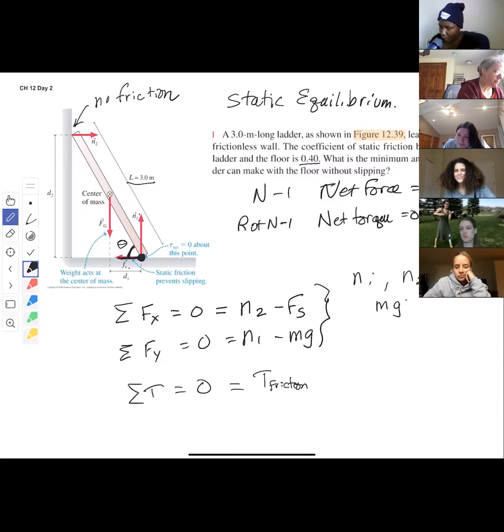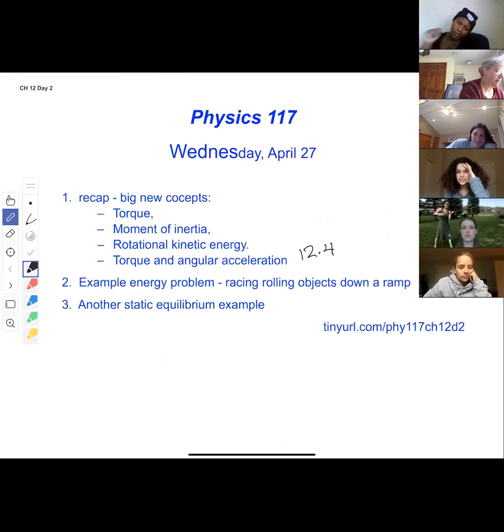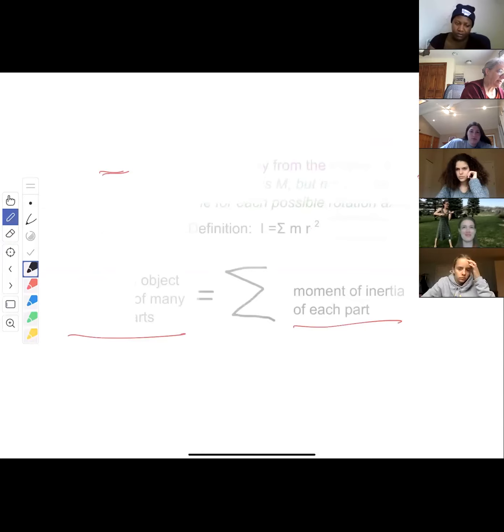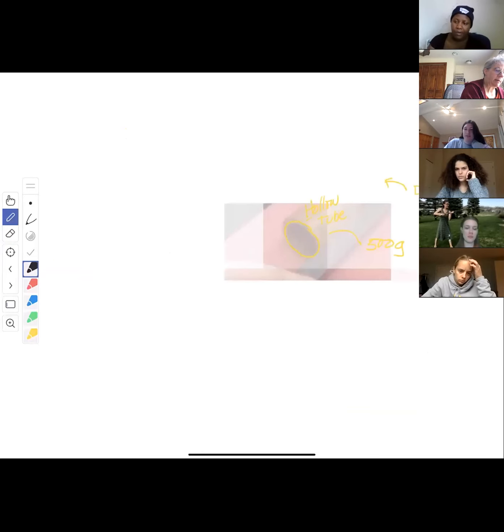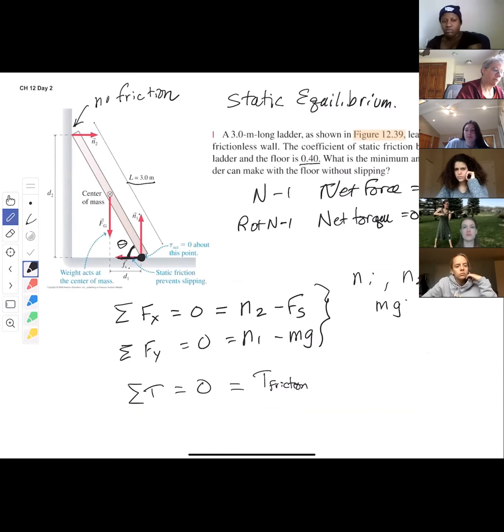Actually, I think there's a slide at the beginning that talks about it. This R is always the distance from the axis out to the location where the force is applied. Okay, so R is from the axis to where the force is applied. So let's go back.